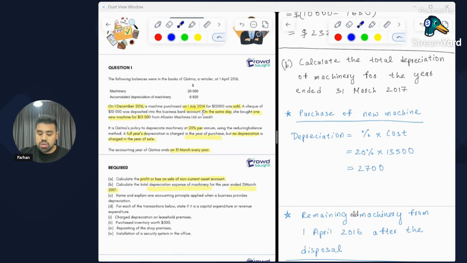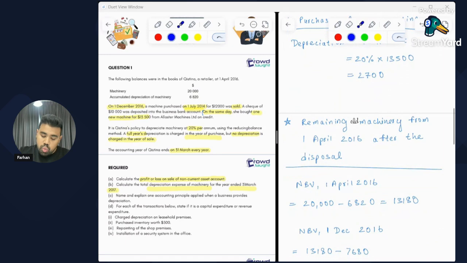Now, the purchase of the new machine is very simple. And the depreciation here is calculated by multiplying the percentage with the cost based on the company's policy of applying a full depreciation in the year of purchase. All right. So we are just simply multiplying 20% with the cost of $13,500, and that gives us a depreciation of $2,700 for the new machine. All right. Now, the complication that you may experience is in terms of how much machinery is actually remaining from the old batch that we had initially at 1 April 2016. All right.